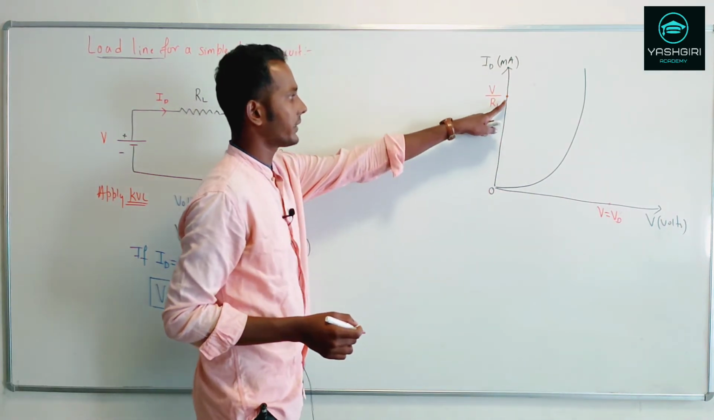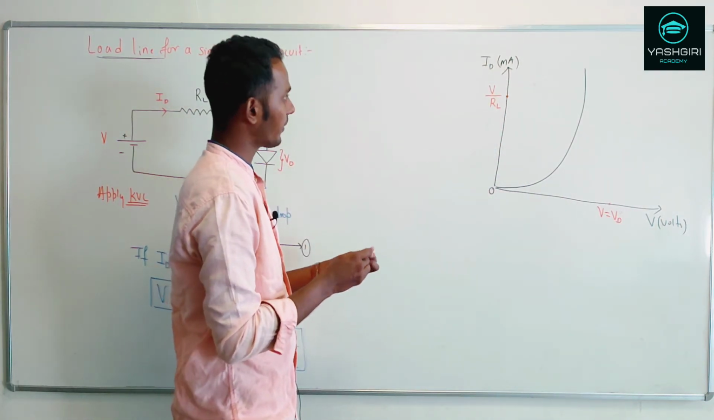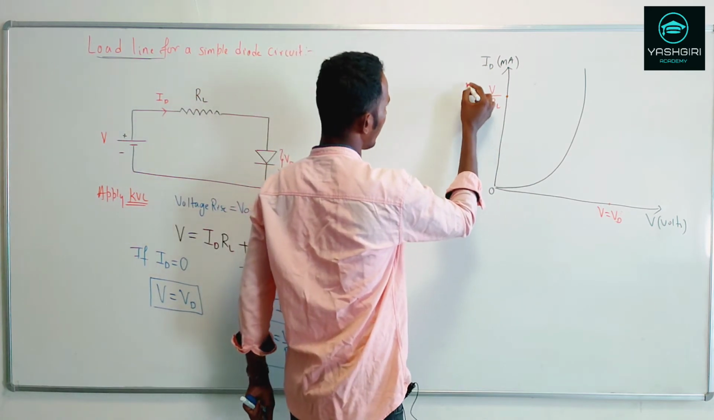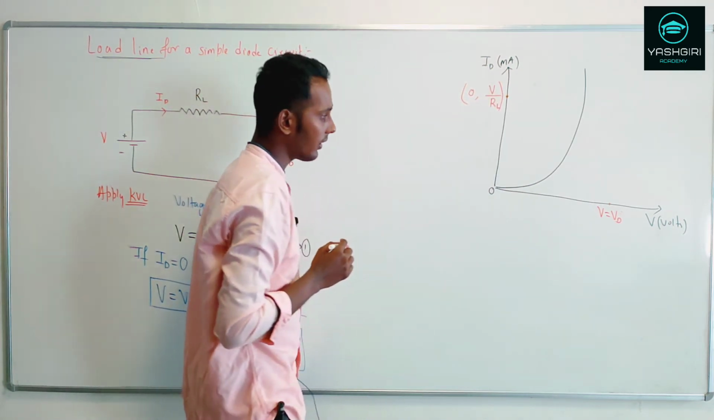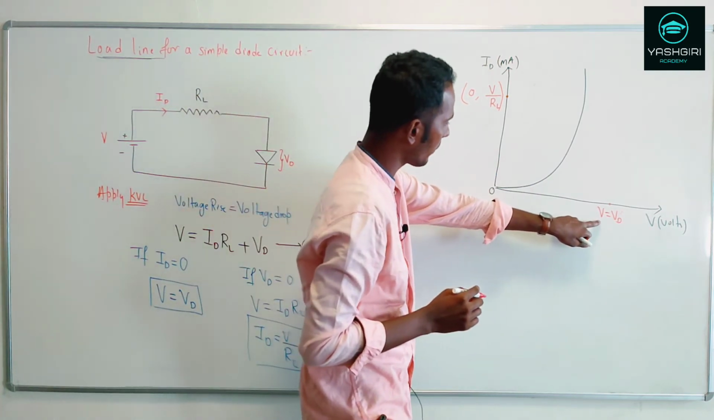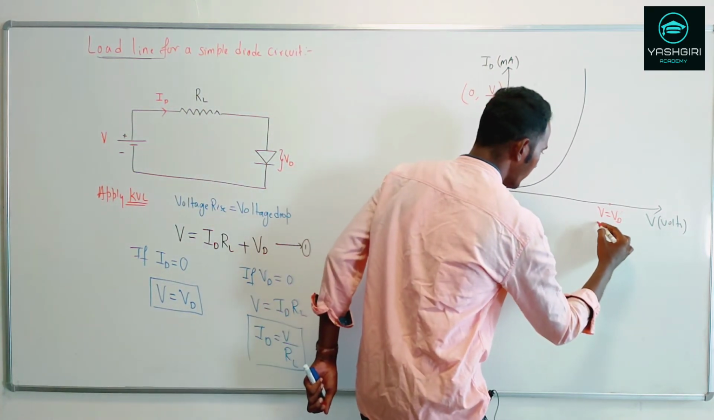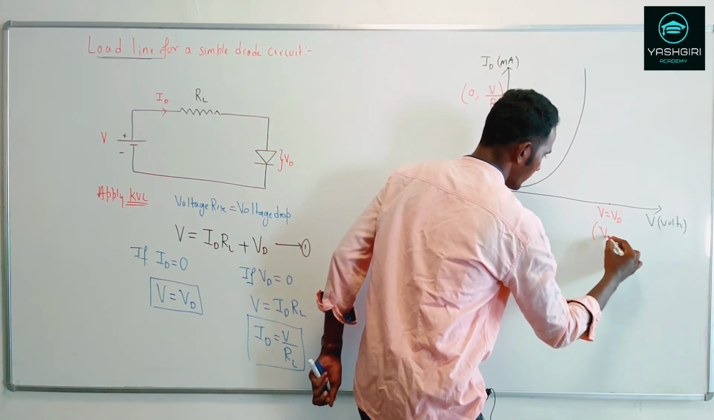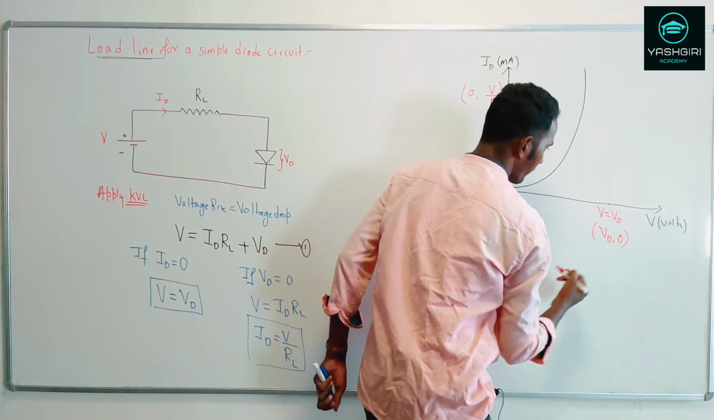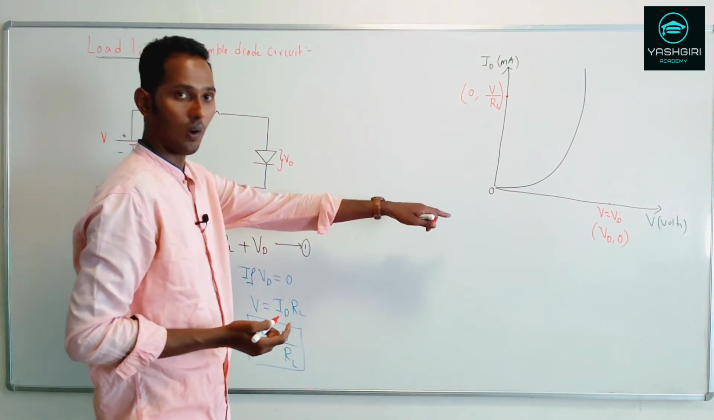Now if you want to write these points in terms of coordinates, this point will be 0 comma V by RL. Whereas here, ID is 0, so this is VD comma 0, in the form of a coordinate.